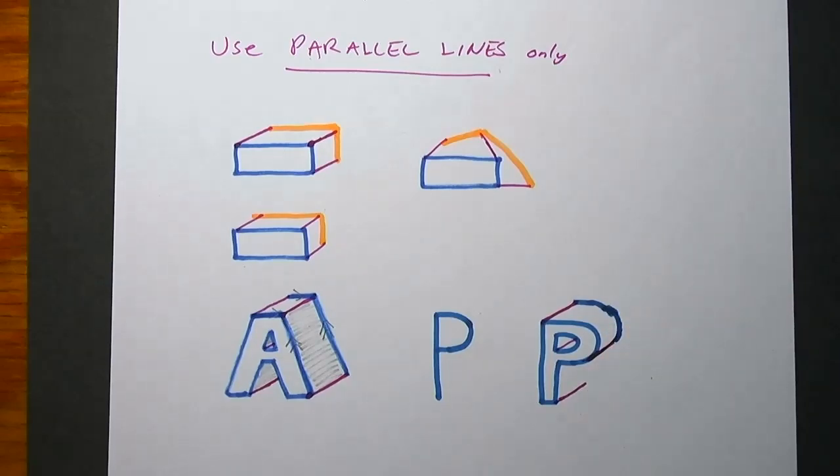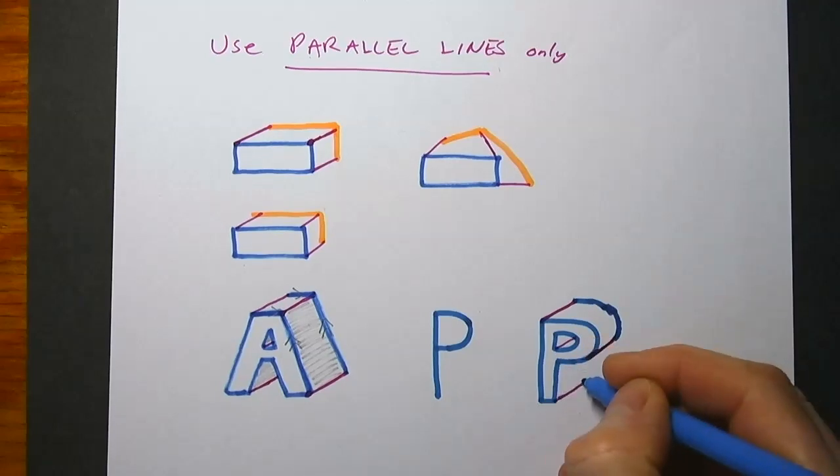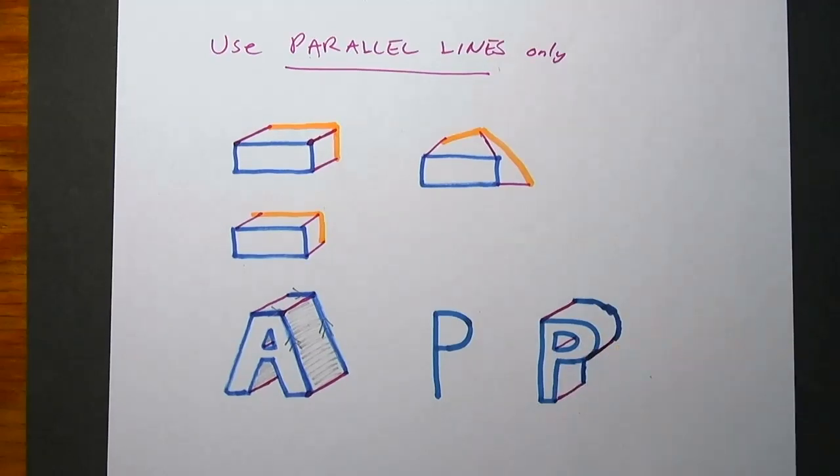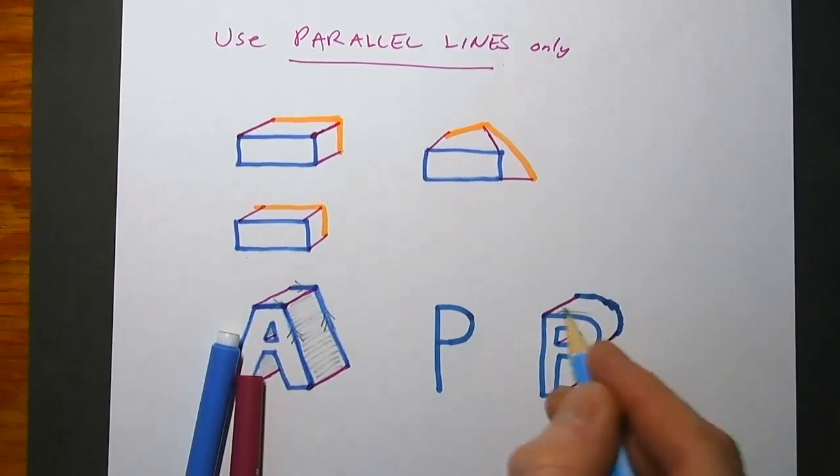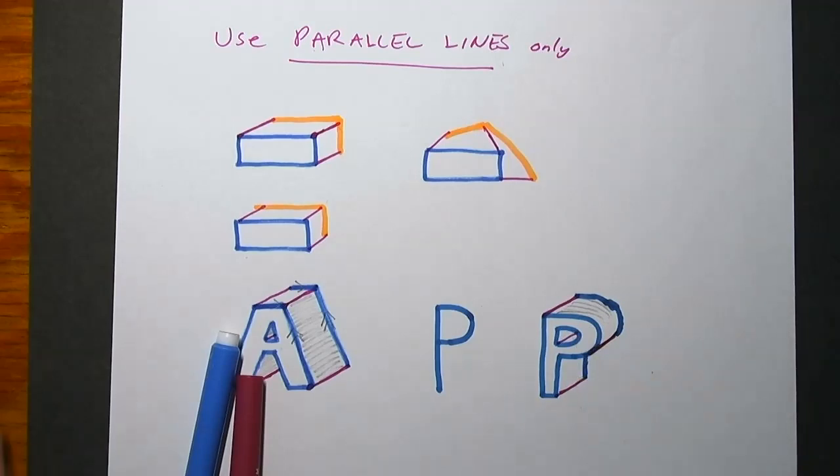And then there you go. And then, oh wait, we gotta do this guy parallel right here. There you go. And there's kind of your 3D looking P. If you wanted to shade part of it, you could shade maybe like the top surfaces and color it off a little.